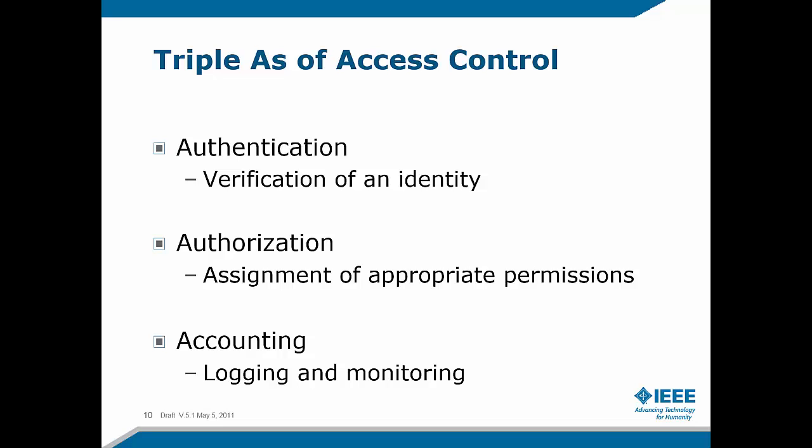Authorization refers to the assignment of appropriate permissions once authentication is done, based on the identity of the user. Accounting is monitoring or logging the activities of the user once the user is given access to resources, data, or information. The main mechanisms of accounting is, as you can see here, logging and monitoring.